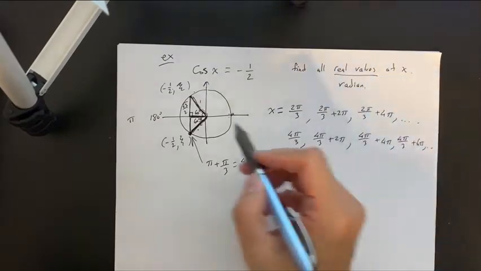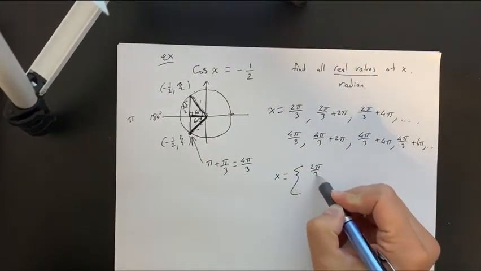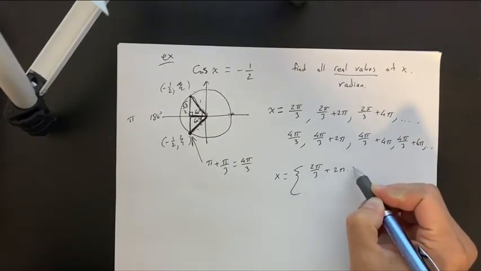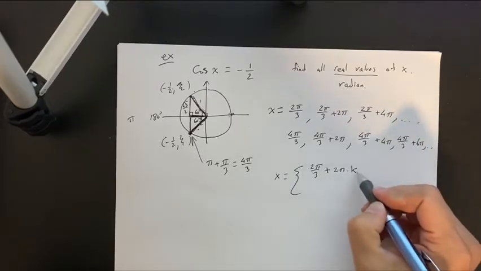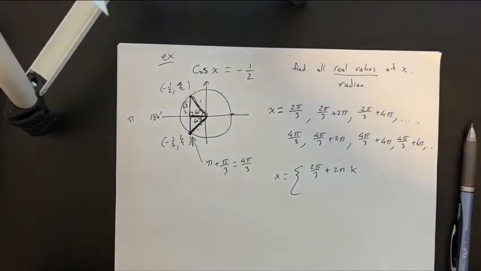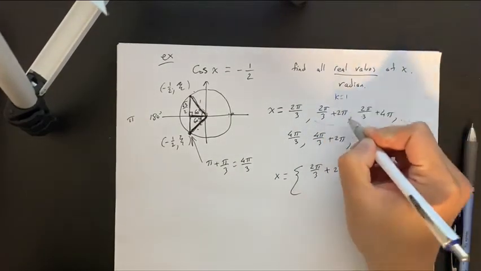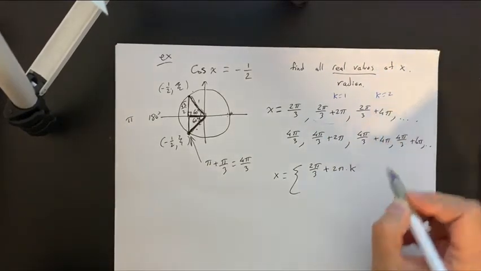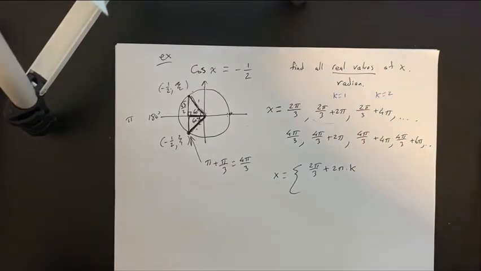All these values give me this first position, but all of them are really 2 pi over 3 plus any multiple of 2 pi. So I would write that as plus 2 pi times k, where k is any integer. So for this one, k is 1, because it's 2 pi times 1. For this one, k is 2. So 2 pi times 2 is 4 pi. Okay?